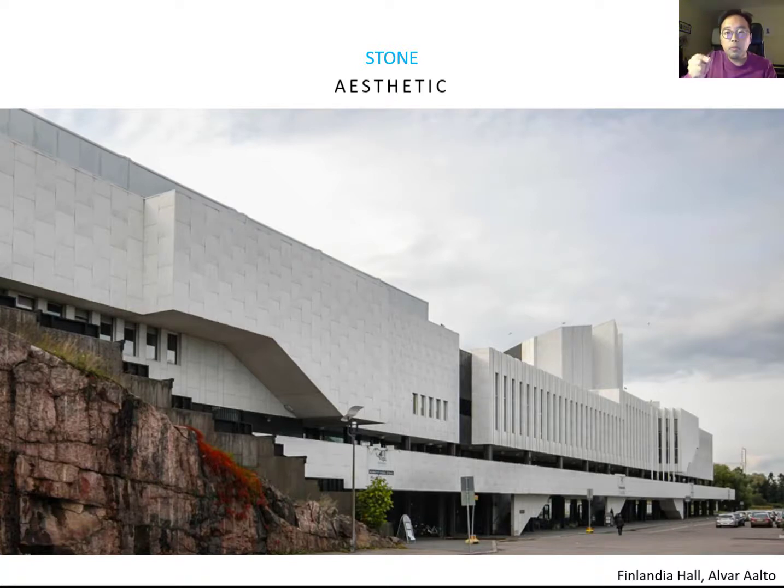But when you're using this thin marble cut for your cladding, what's the problem? You can find this building, this is the Finlandia Hall designed by Alvar Aalto. So what is the problem? Did you find any issue over the facade? You can find the loss of a bowing panel. What's happening? When you make very thin cut marble and it's exposed to the direct sunlight, it tends to bow.